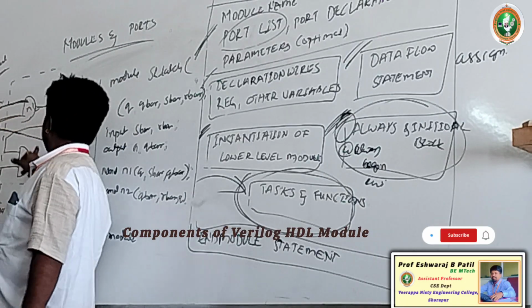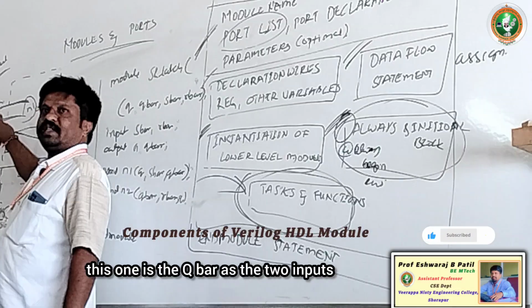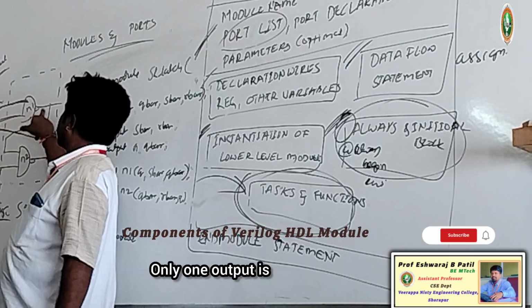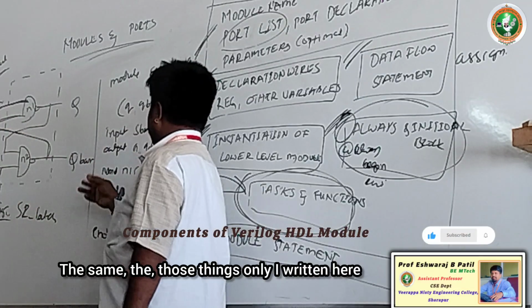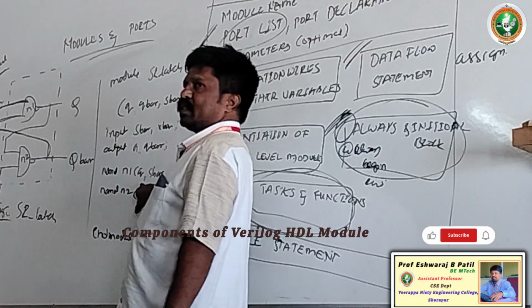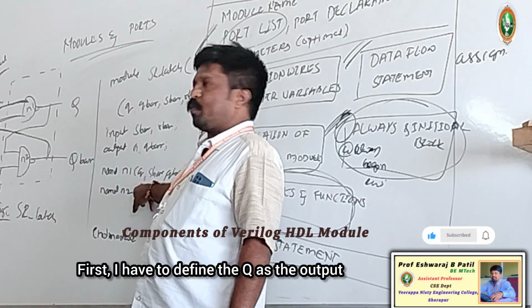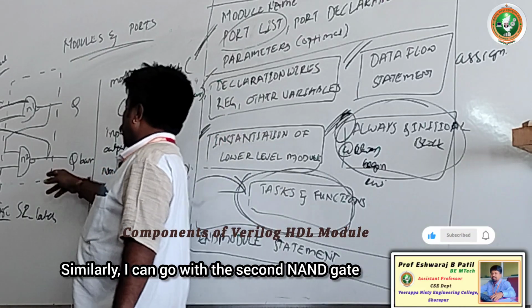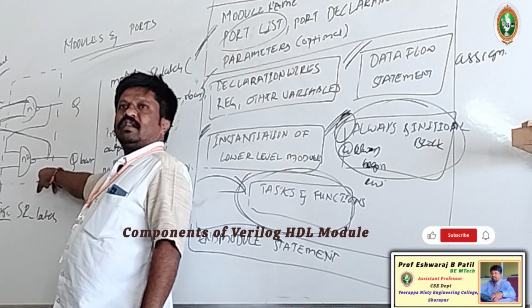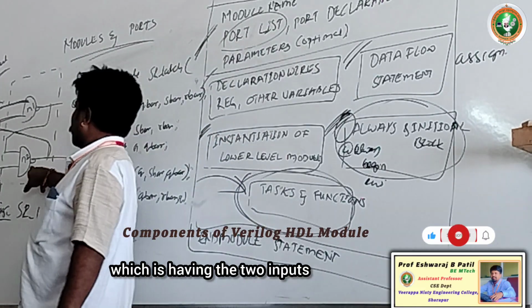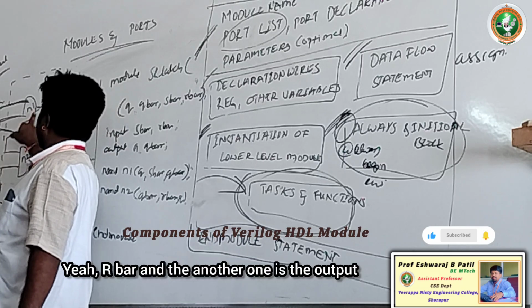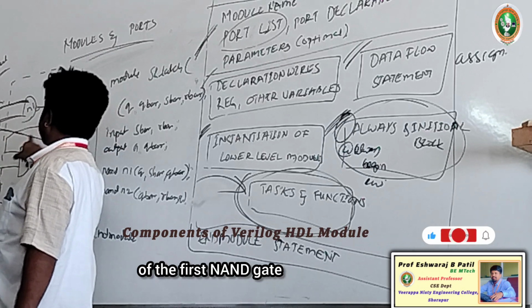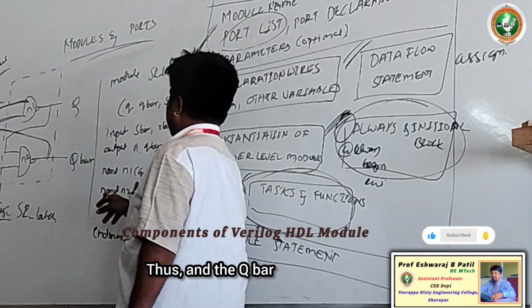S bar and this one is the Q bar as the two inputs. Only one output, that is the Q. Those things I have written here. First I have to define the Q as the output, next S bar and Q bar as the inputs. Similarly, I can go with the second NAND gate, which has two inputs. Which are those? The R bar and the other one is the output of the first NAND gate, that is the Q, and the Q bar.